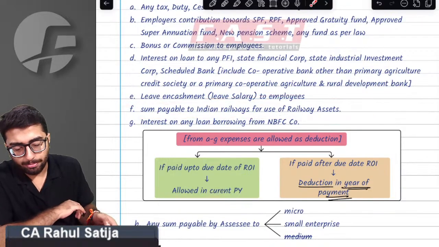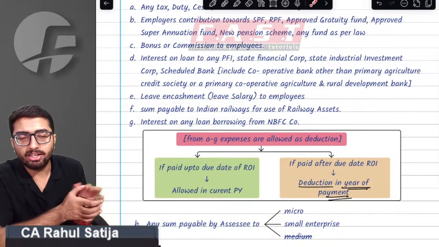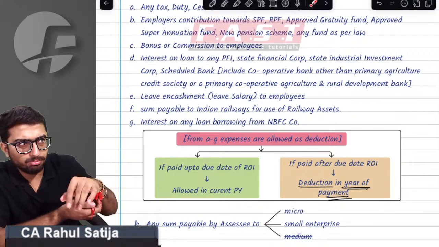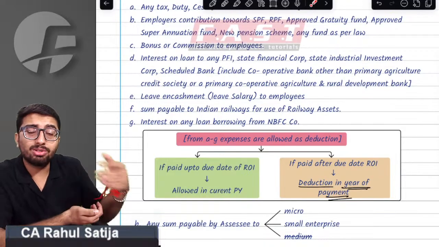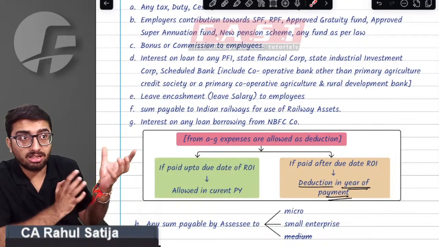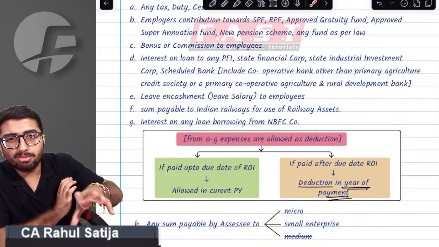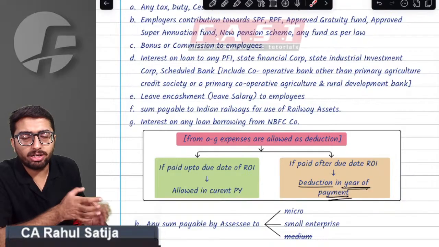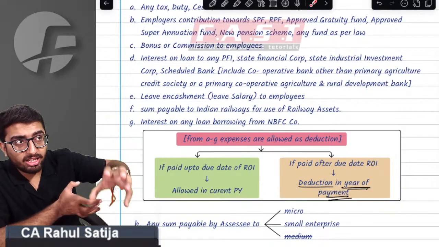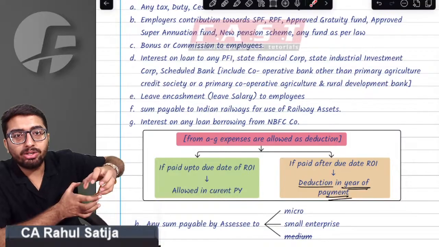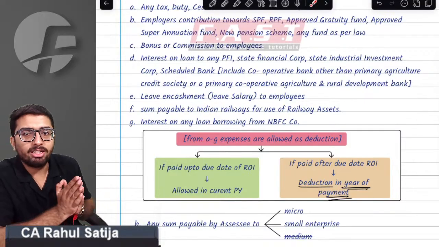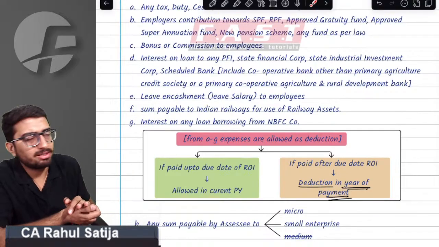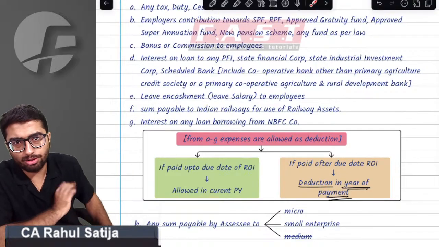And any sums payable to Indian Railway for use of their railway assets. Many of the factories had to lay down their railway lines, but they use wagons of the railway. You must have seen a goods train where coal and other material are being loaded. These are being loaded from the factories. These factories take such wagons on lease and use them for transportation. For that, they have to pay a certain sum to the railways. The provision says if you do not pay such sum to railways, that sum shall be disallowed if it is not paid up to the due date of ROI.